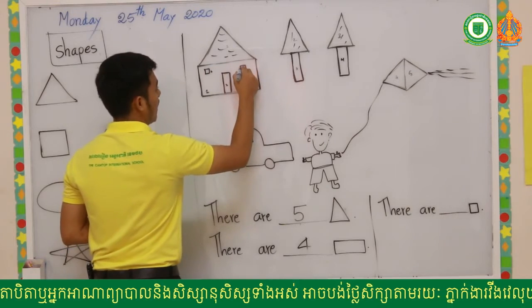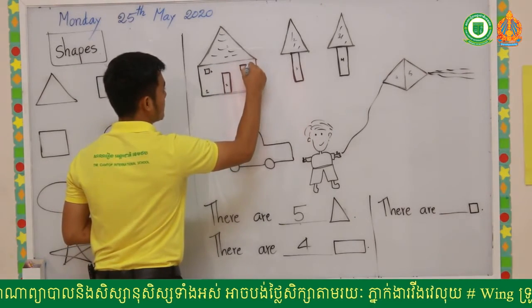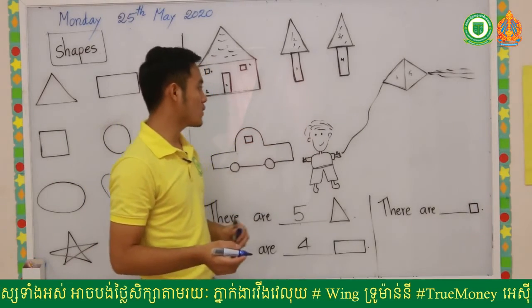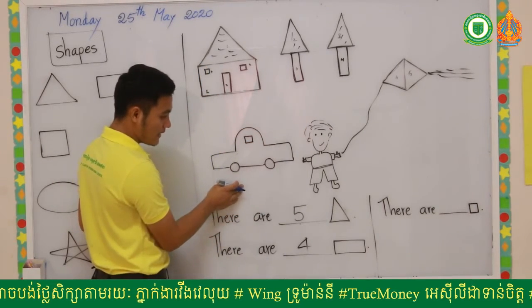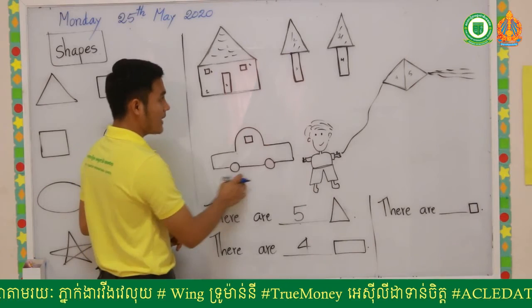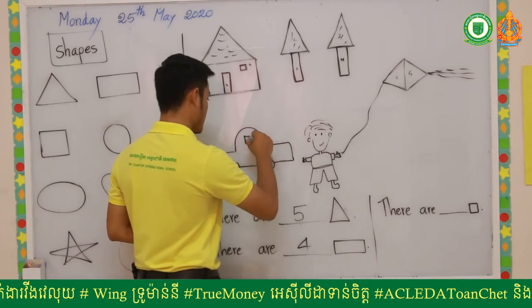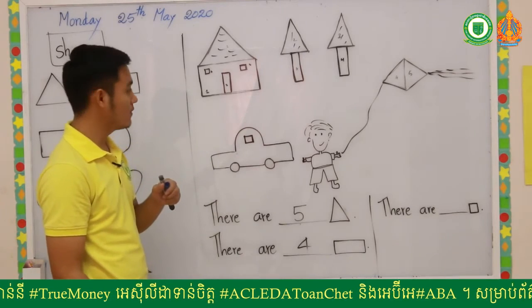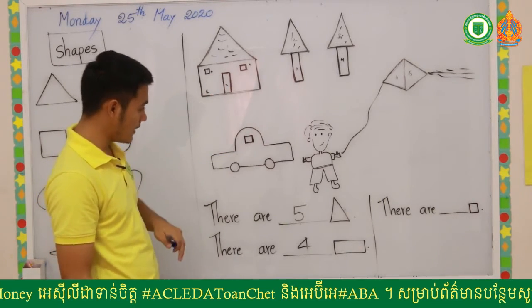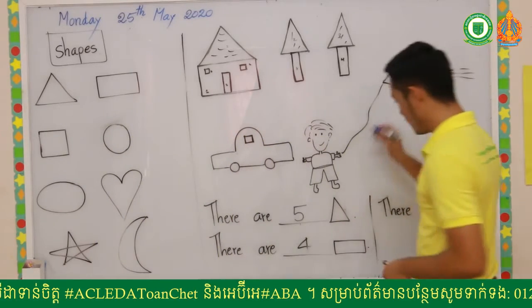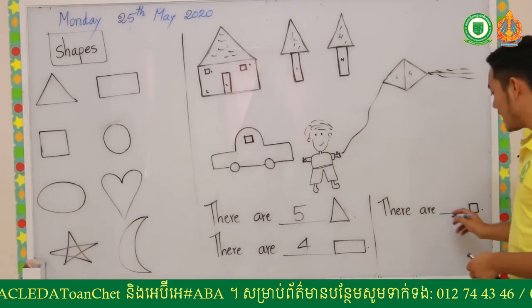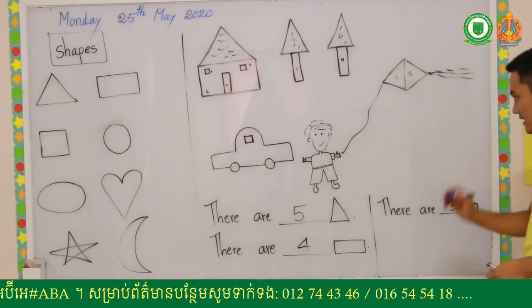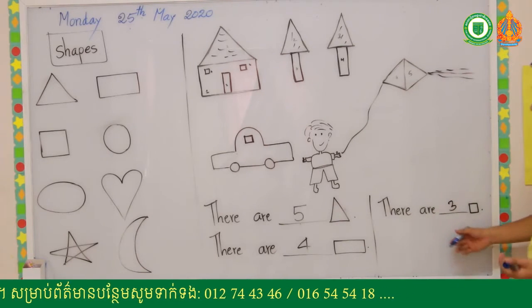Oh, one more window here. Two. And then here, can you find? No, okay, no square. Can you find square here? Can you find square here? Yes, yes, yes. Okay. One, two, three. Can you find more squares? No. So the answer is there are three squares. Okay, what about circle?